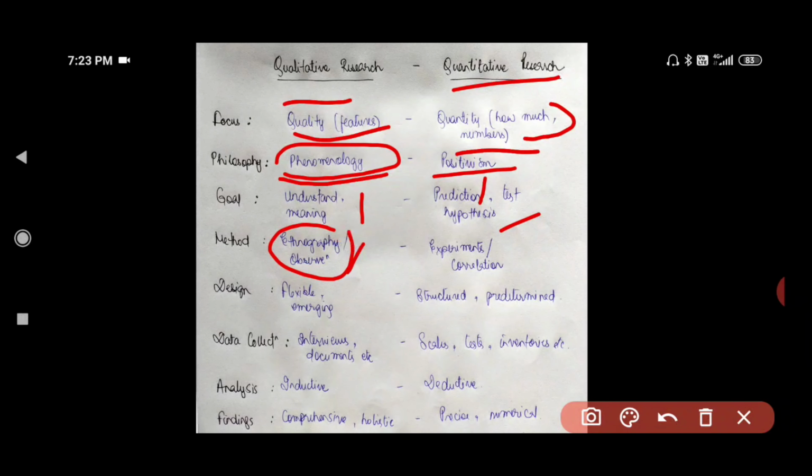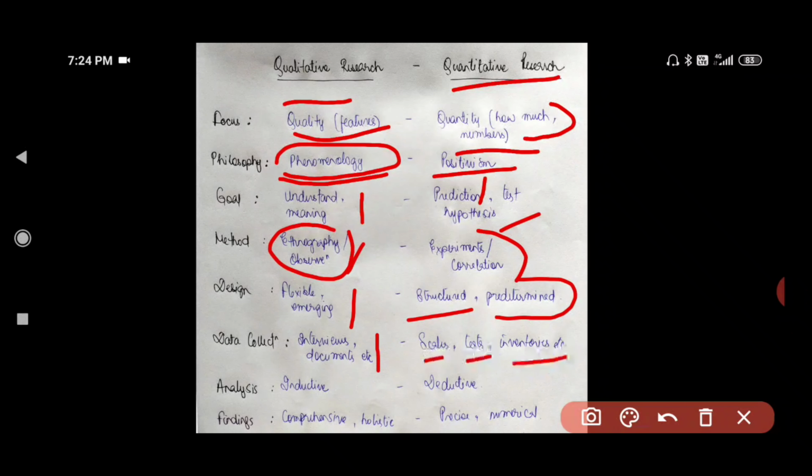The methods used in quantitative research is experiments or correlation. The design in qualitative research is flexible. That means it is not rigid, it is not fixed, it keeps on changing accordingly to the needs of the situation. So the design in quantitative research is structured and it is already predetermined, pre-planned. The data collection can be done through interviews and documents, etc. And for quantitative research, through scales, tests, inventories, etc.